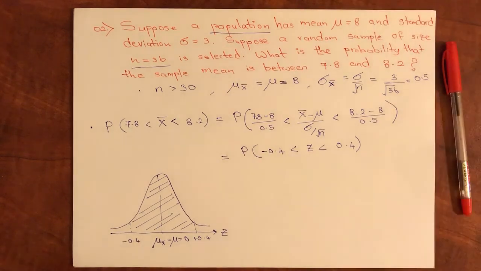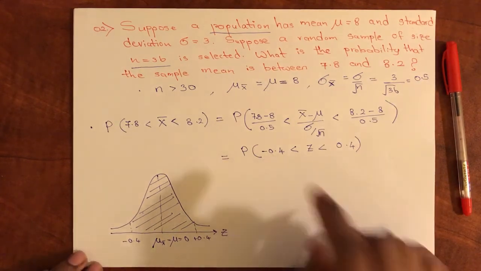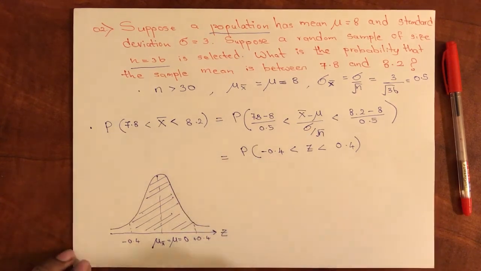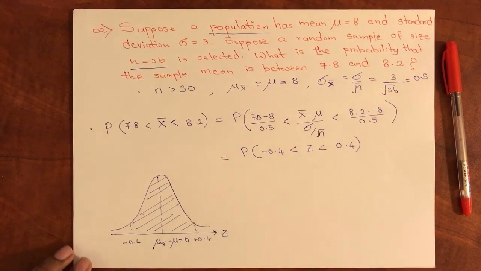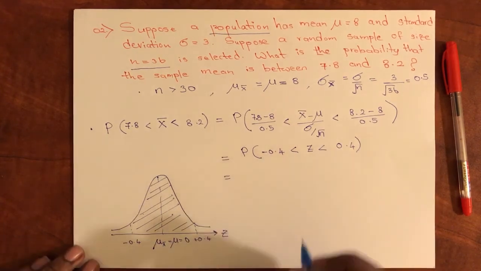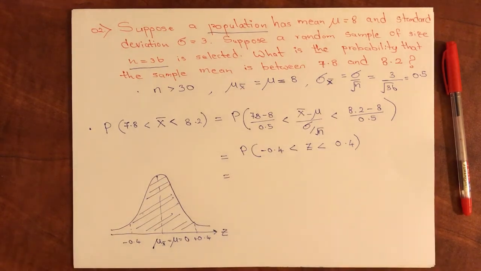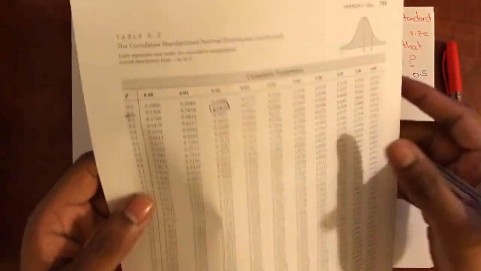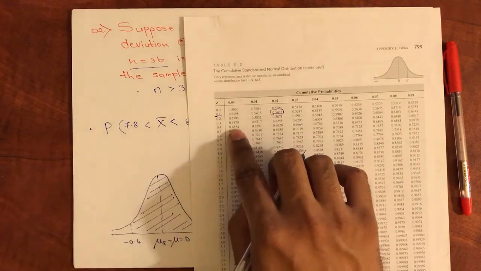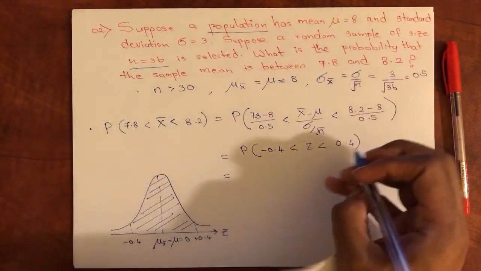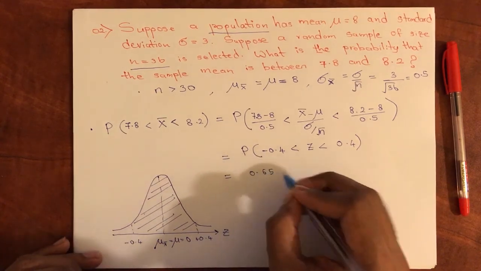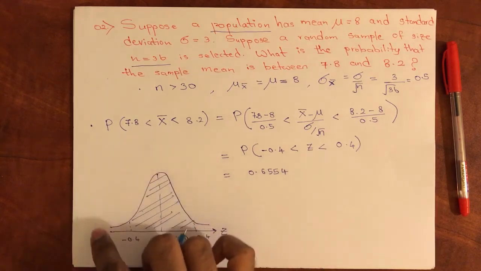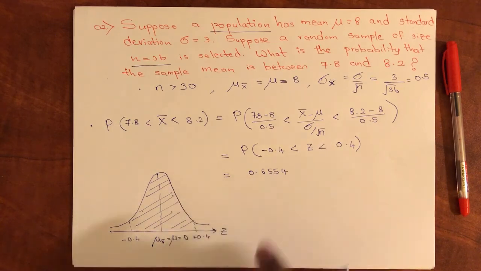It's very simple. We figure out what are the corresponding Z values here, that is the area under the curve. So we know the Z values, right? We go to the table here, and for plus 0.4 we have 0.6554, right? What is this 0.6554? From the left hand side all the way up to plus 0.4, the area under the curve, this total area, it's 0.6554.